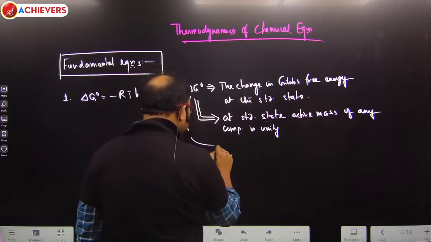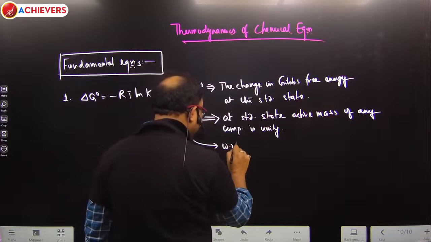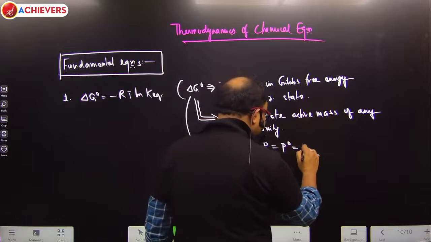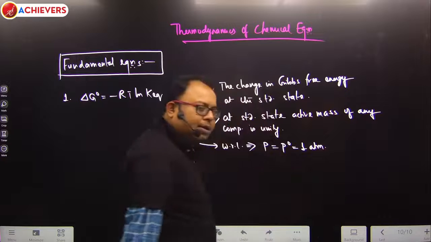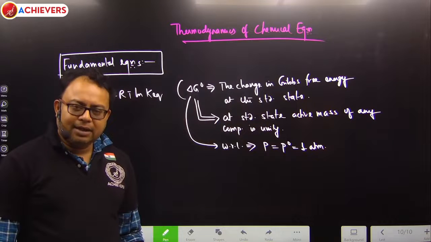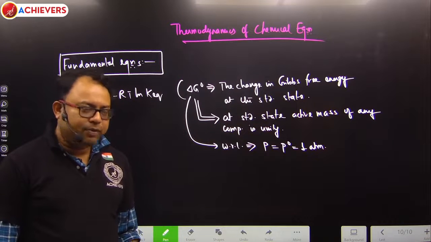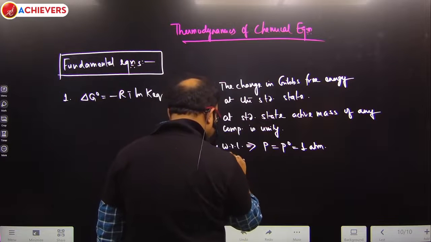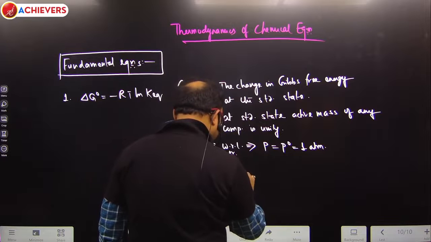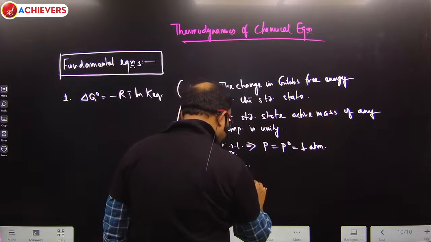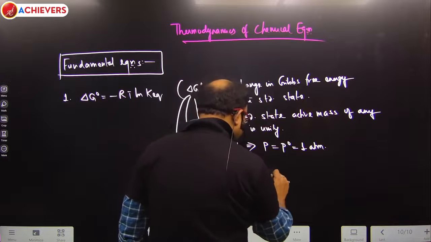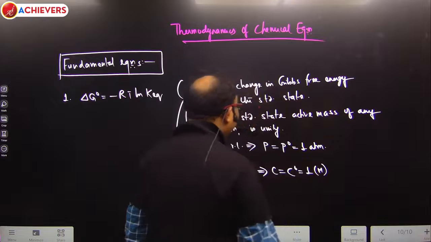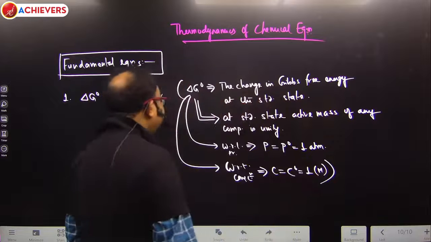If the standard state is defined with respect to pressure, then we define it at 1 atmosphere pressure. The standard state is, at standard state, P is equal to P naught equal to 1 atmosphere. And if we define it with respect to concentration, then C equal to C naught equal to 1 molar. So this is the concept of standard state.